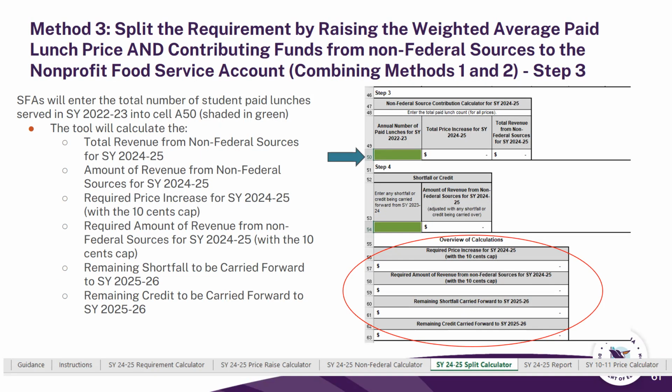Method 3, Step 3: SFAs will enter the total number of student paid lunches served in 22-23 into cell A50, shaded in green. The tool will calculate the total revenue from non-federal sources for school year 24-25, the amount of revenue from non-federal sources for 24-25, the required price increase for 24-25 with the 10-cent cap, the required amount of revenue from non-federal sources for 24-25 with the 10-cent cap, the remaining shortfall to be carried forward to school year 25-26, and the remaining credit to be carried forward to school year 25-26.